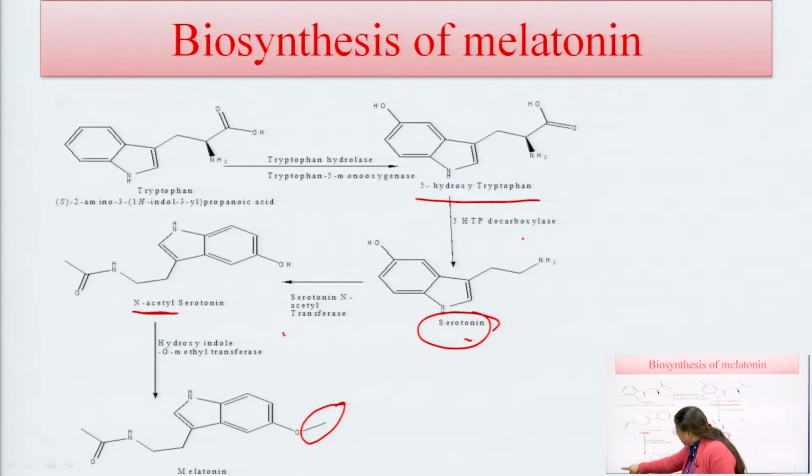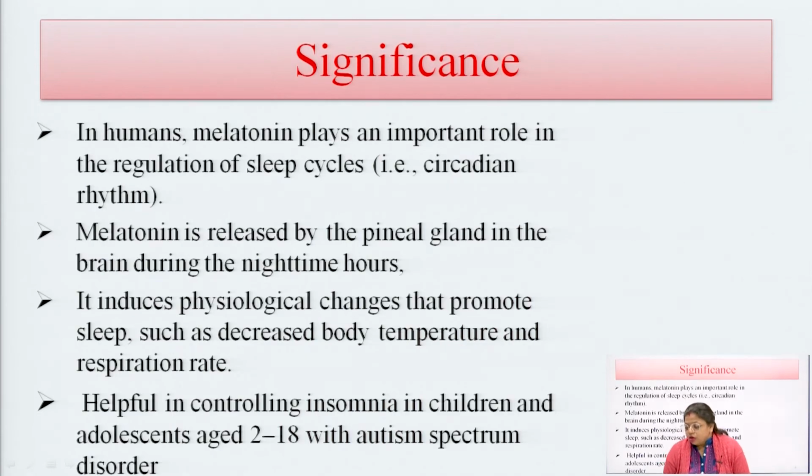So the complete C double bond O group is present here, and the indole group is already present, but there is attachment of a methyl group in this structure. Okay, so this is melatonin. What is melatonin, and what is the biological importance of melatonin? We have discussed it now.